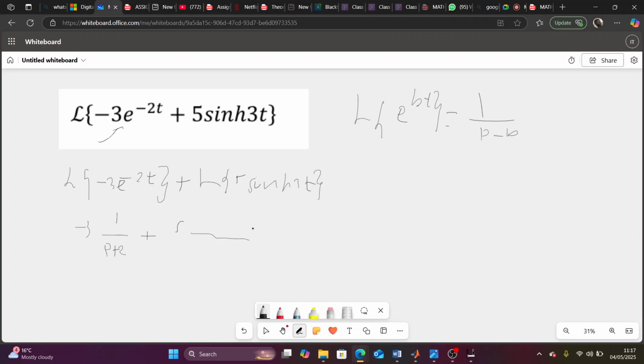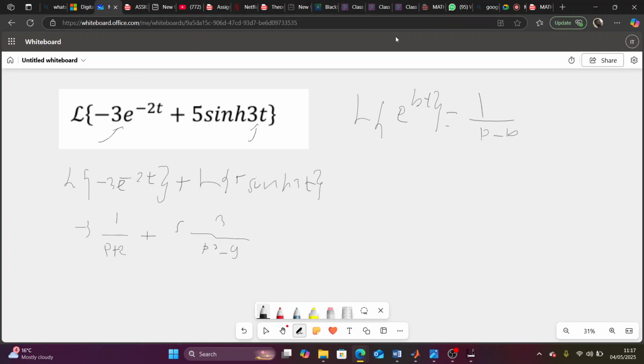You apply the formula. What is sinh? Sinh is a over p squared minus a squared. A is the constant inside here. So a is 3. So p squared minus a squared. What is a squared? It is 3 squared, which is 9. So minus 9. If you have done this, you've solved the Laplace.